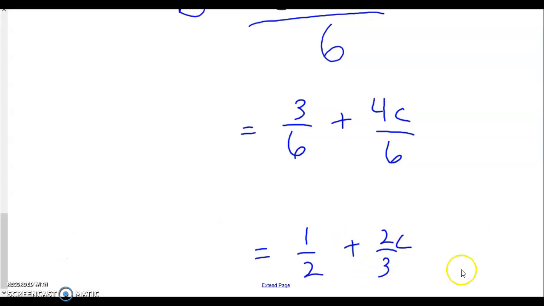There we go. Okay, so there's my final answer. b equals 1/2 plus 2/3 c.